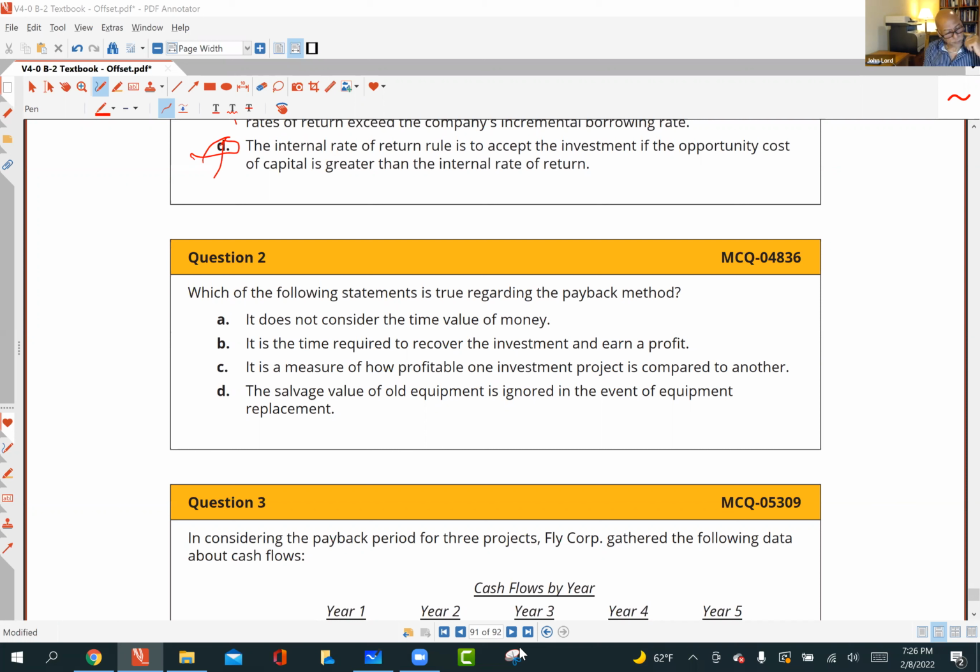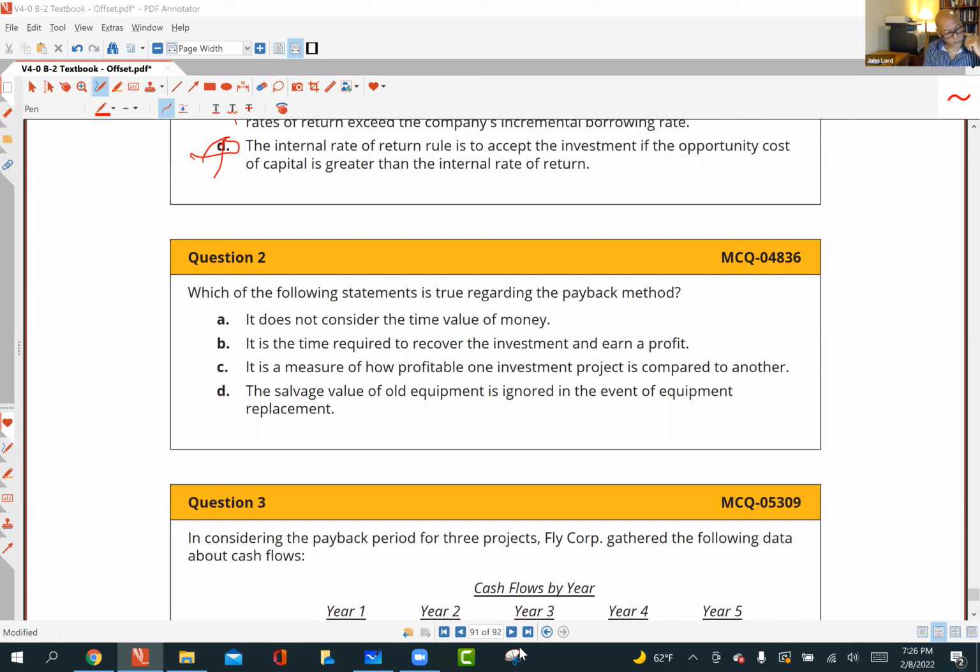It is the time required to recover the investment and earn a profit. No, we're just taking the initial investment divided by the net annual cash flows. That's telling me how long it's going to take to recoup the investment. There's no profit consideration. Is it a measure of how profitable one investment project is compared to another? No, it simply tells you how long you're going to take to recoup the investment.